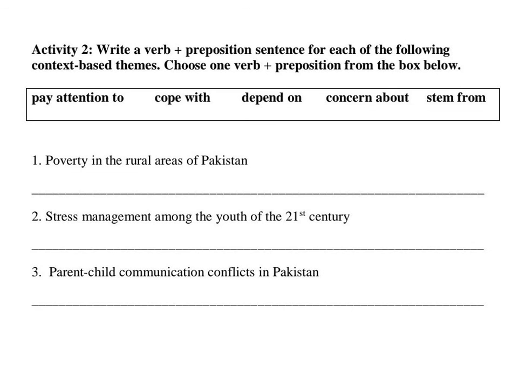The question is, write a verb plus preposition sentence for each of the following context-based themes. Choose one verb plus preposition from the box below. So as you can see, the box has 5 different types of verb plus preposition, from which students have to choose at least one, and then they have to make a sentence on the following situations that you can see 1, 2 and 3.